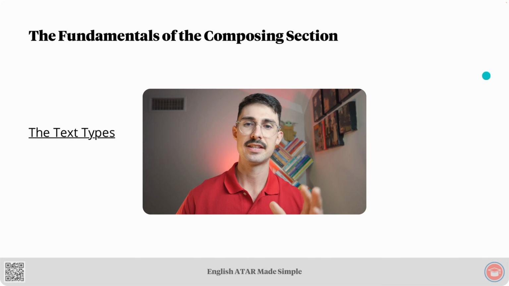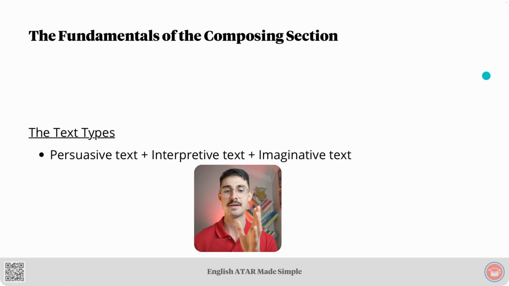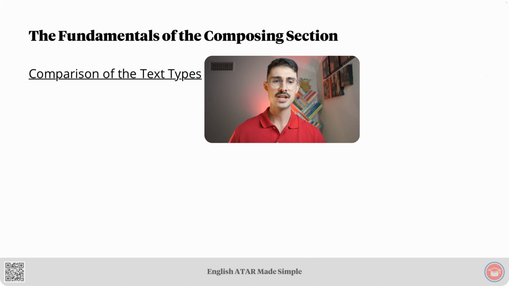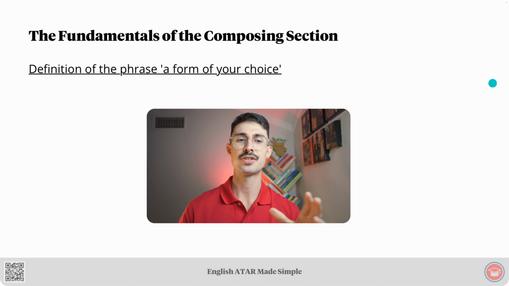Then we discussed the text types. The text types are persuasive text, interpretive text, and imaginative texts. After that, we checked out that comparison table of the text types. You can see the fully reproduced version of that table in the PDF study notes. Then we moved on to talking about this phrase, a form of your choice.